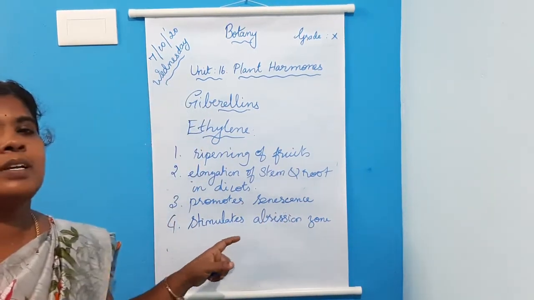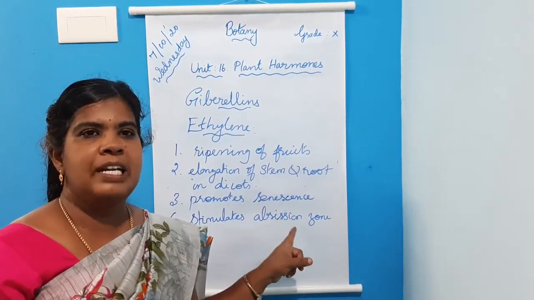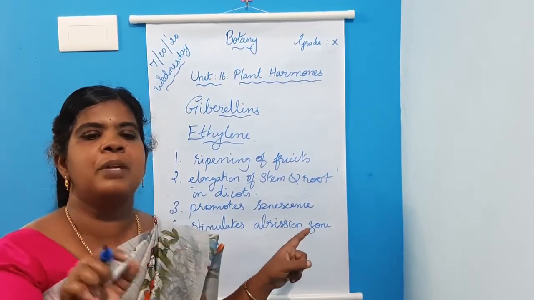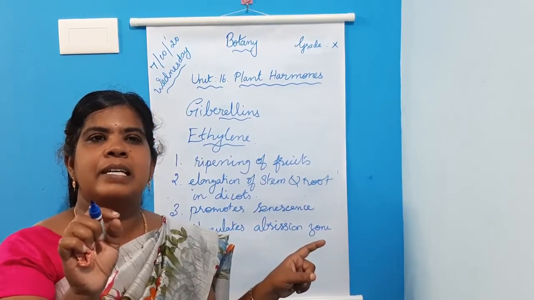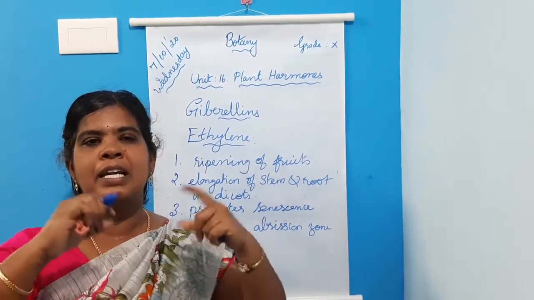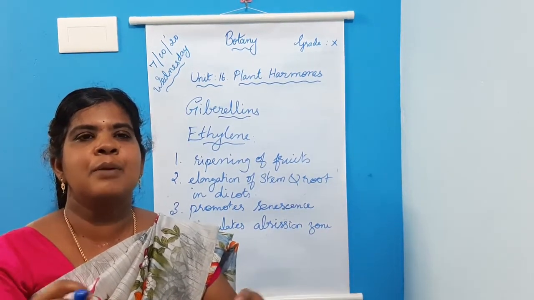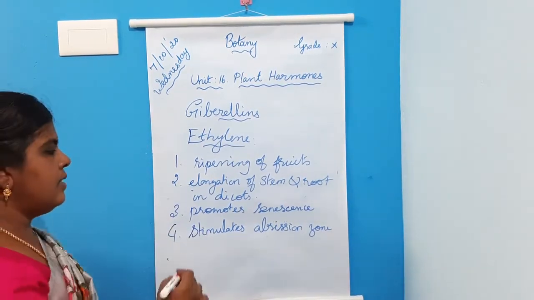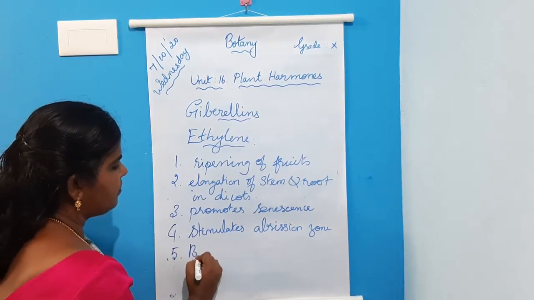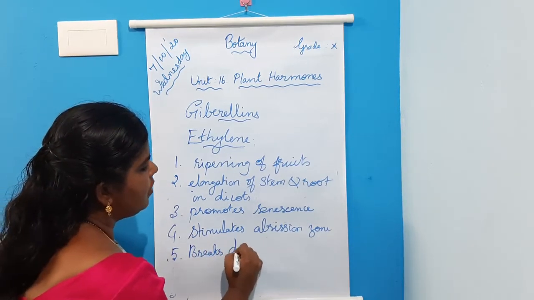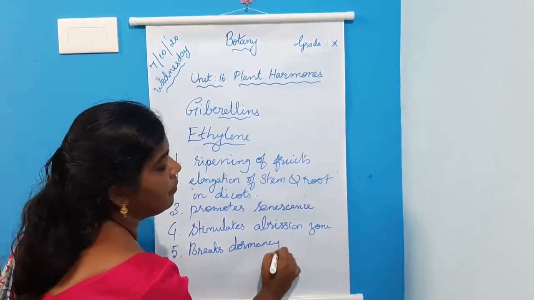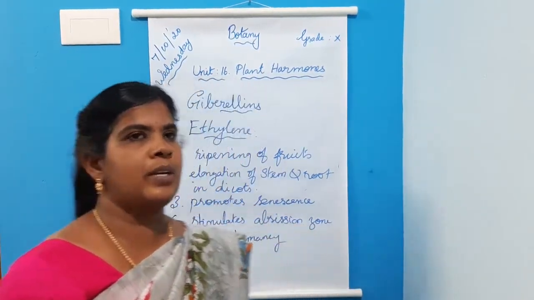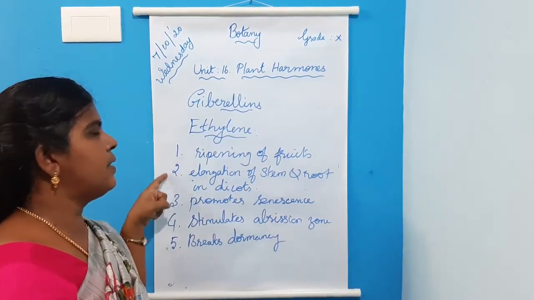What is abscission? Separation of leaves, flowers, fruits from the branch. If abscission zone is formed in plant parts such as leaves, flowers and fruits, it may lead to premature shedding. Before attaining maturity, these parts may fall from the plant. Next is it breaks the dormancy of buds, seeds and the storage organs. These are the physiological effects of ethylene.